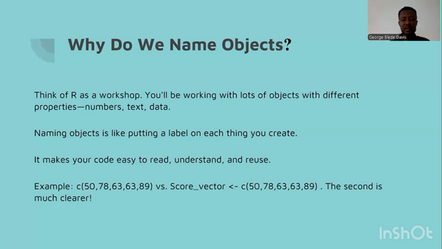An example of that: we have a vector here. We just get a list of numbers, and we don't know what it means. You see this, you don't know. So in the second part, we extend the name to a score vector. Once you see this, you know this is a score. So the second one is much clearer because we assign a name to it.